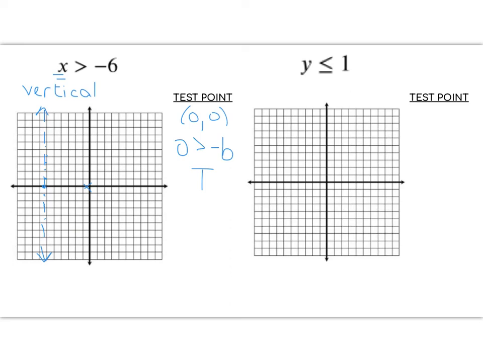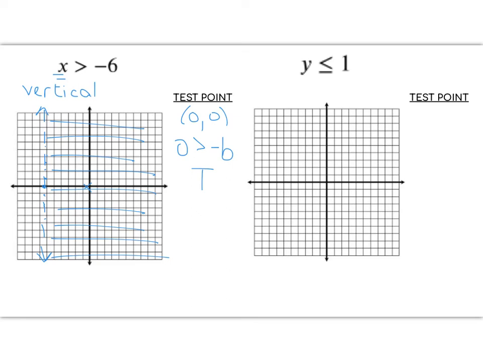So we're going to shade it, and the way we shade it is with lines like this, okay? Do not color it in solidly. Just make sure it's easy to see which way you're going on the coordinate plane. All right, so let's look at the very last one.